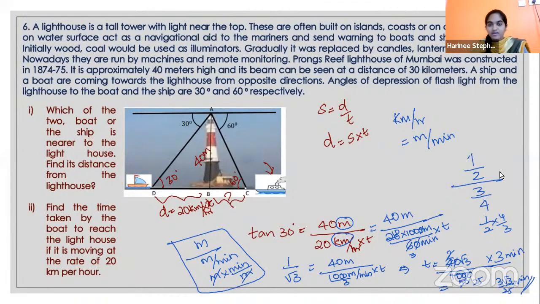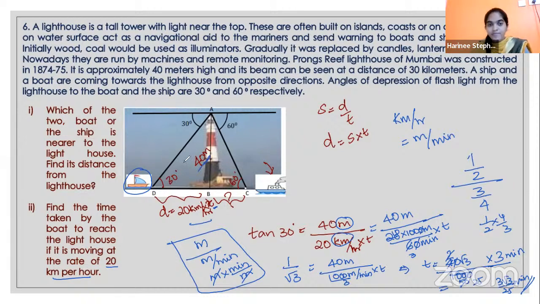So, one quick recap of the second subdivision alone. Find the time taken by the boat to reach the lighthouse if it is moving at the rate of 20 km per hour. The boat is on your left hand side and the angle of elevation is 30 degrees. I have written the speed in terms of distance, like distance is equal to speed into time taken, because we only talk about length measurements. And the height of that lighthouse is also known.